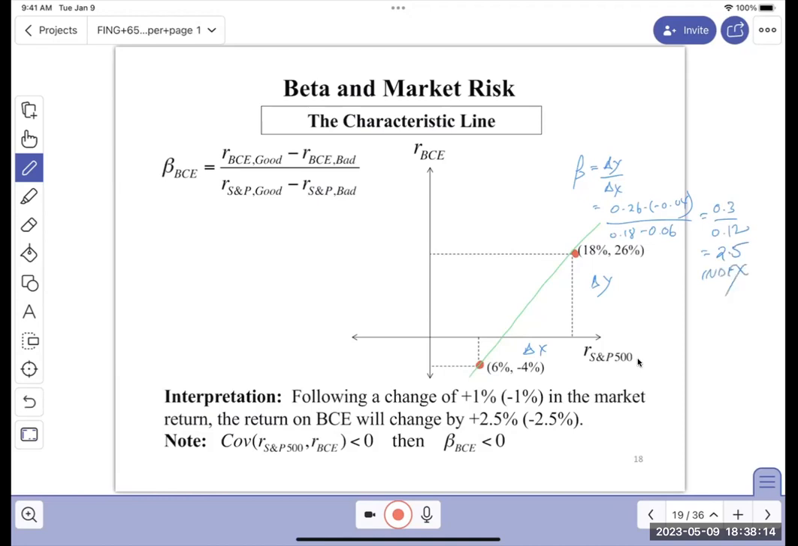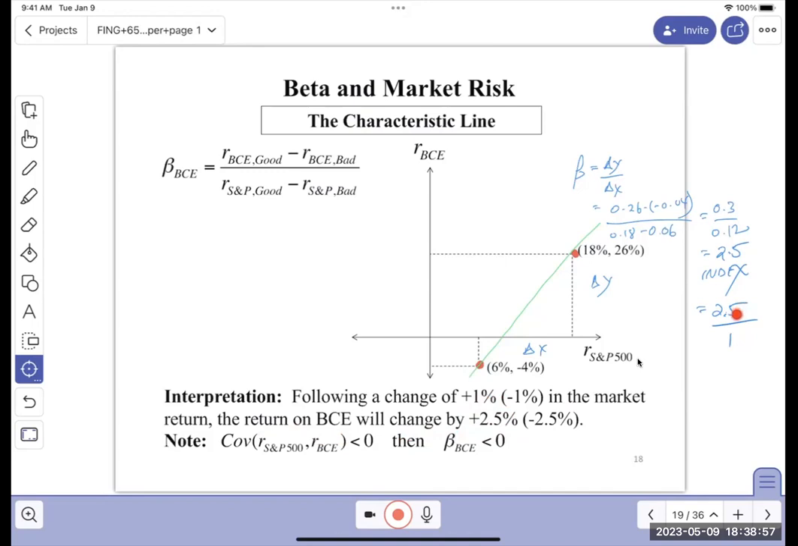So what does it mean? How do we interpret beta? Following a change of 1%. So take it like this: change in Y over change in X, for an additional unit of change in X. So in other words, a positive 1% increase in the market return will be associated with a return in BC by 2.5%. So for each unit change in the market returns, BC returns will change 2.5.